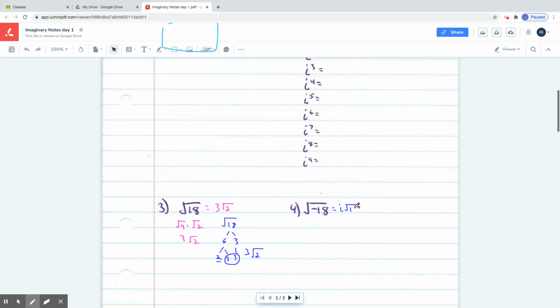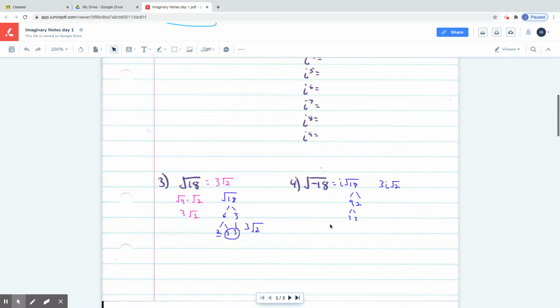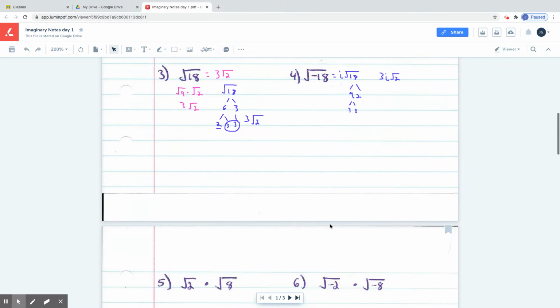All right. Pull an I out. Now you would do square root of 18. Say you didn't know what it was. 9 root 2. 9 and 2, 3 and 3. And you're like, oh, 3 goes on the outside. So it's 3I root 2. So the only difference, all right, is the fact that you have an I in your answer. That is the only difference at all.